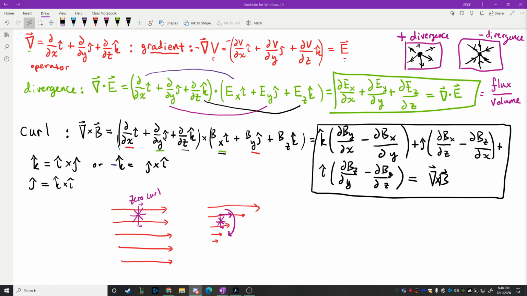All right, so let's get into how we can connect these things to flux, and how we can connect curl to the circulation of the line integral. The way I think of curl: if divergence of E is flux per unit volume, then curl is circulation per unit area. Kind of circulation around a perimeter, actually, but it's circulation per unit area. So flux per volume and circulation per area.